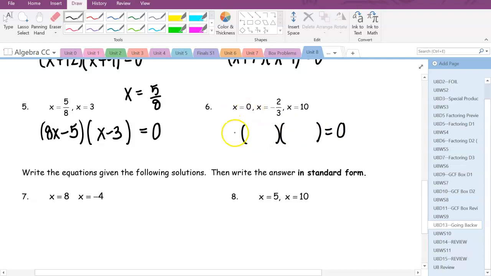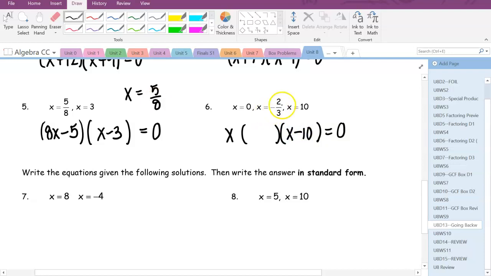Remember, when your x is 0, the easiest thing would just put an x out front. If you want to put an x plus 0 or an x minus 0, you could, but normally we don't see it written like that notation-wise. We just have this x in front. Your x equals 10. This is just a standard integer. Okay, again, we're going to have opposites. And this x equals -2/3.